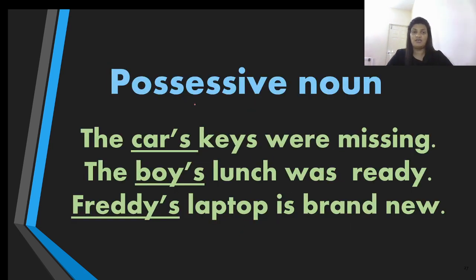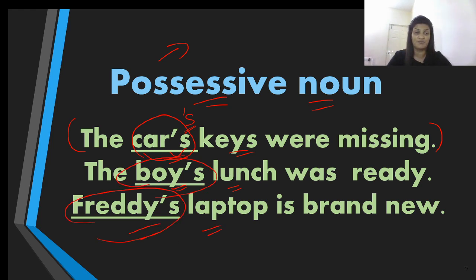And then we have possessive nouns. Well, what is the meaning of possessive? Possessive means actually showing the possession or the ownership. Now, if we take the example which is given over here, which is the car's keys were missing. The car's keys. You can see that there is an apostrophe and also letter S over here. The car's keys, the boy's lunch, Freddie's laptop. So these are referred to as, along with the apostrophe and the S, we call them possessive nouns.